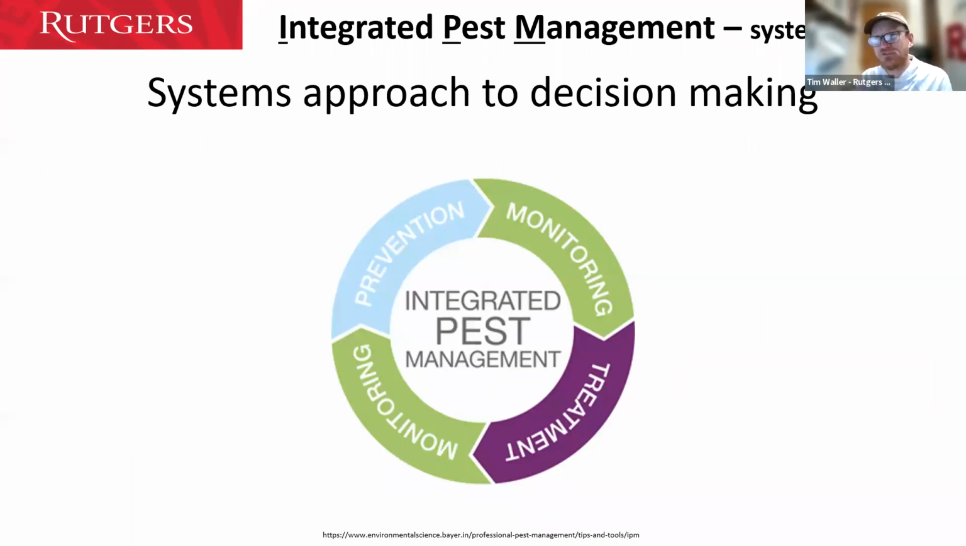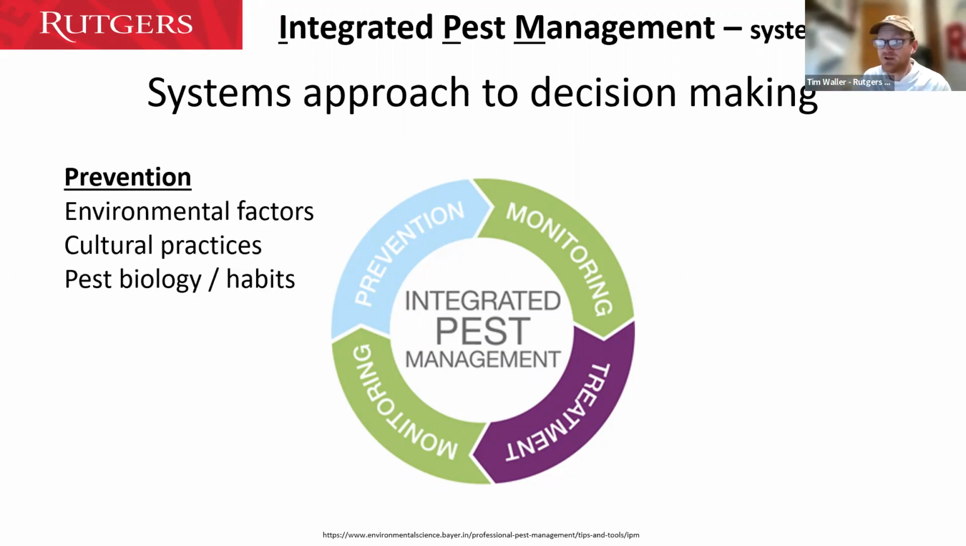So we don't have the triangle this time, but we have this circle, this IPM circle. The whole point here is that it's this repeating thing. It's constantly moving, and we come into it at different sections. So first we've got prevention. This is where cultural practices come into play. This is where we are looking at environmental factors such as heating units, precipitation, all these other factors, as well as understanding pest biology.